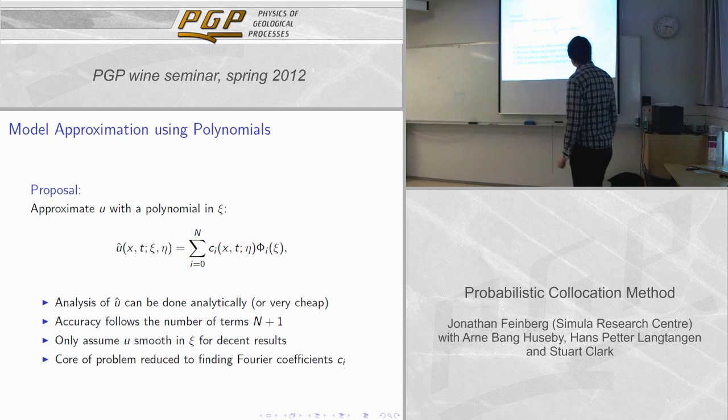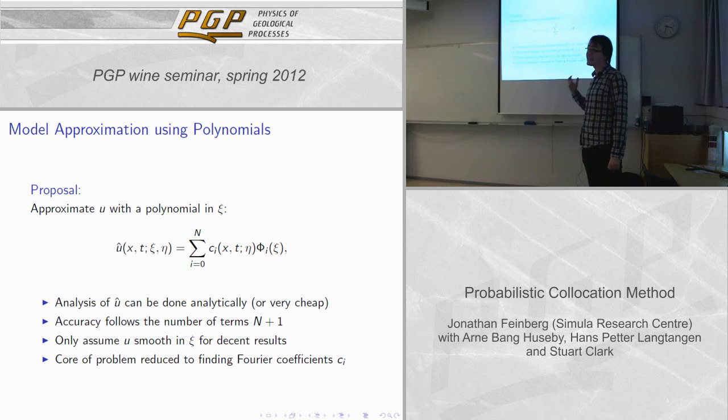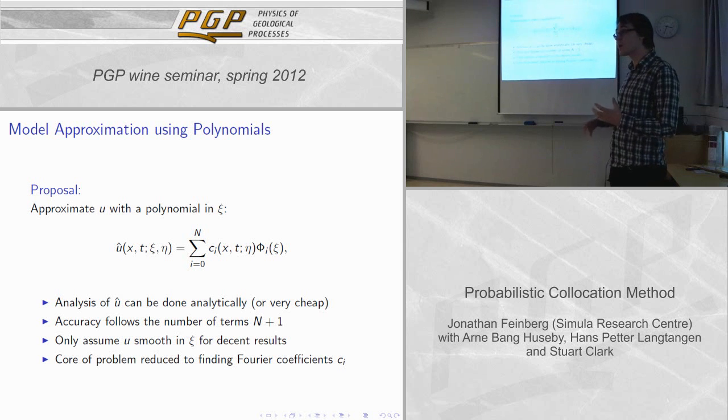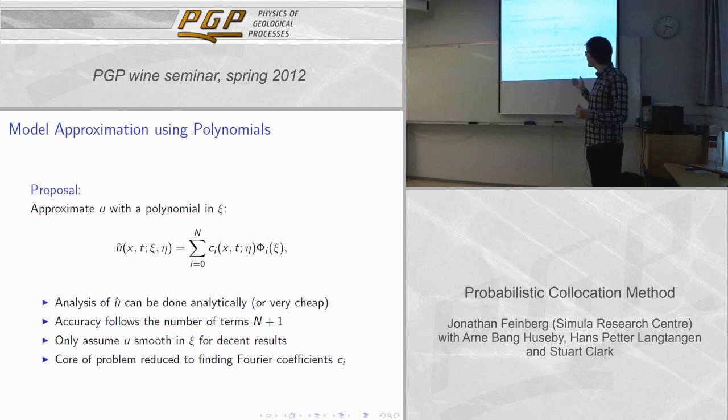So why do we want to do that? Well, if you have this approximation of your true model, then doing analysis is cheap, or even free in some cases. Since we're talking about polynomials, and you're only trying to deal with the random variable within them. And notice here that the x, the t, the eta is moved into the coefficients. So all you have to deal with is the actual polynomial when you're doing uncertainty quantification. You also have the possibility of scaling the accuracy of your model, at least in theory: the more polynomial terms you have, the more accurate your model becomes.